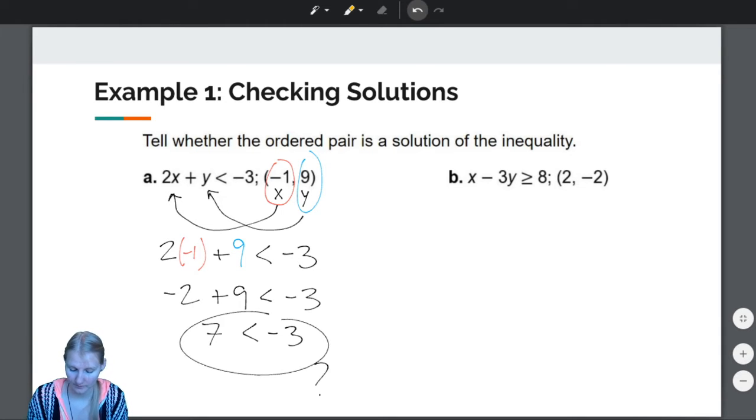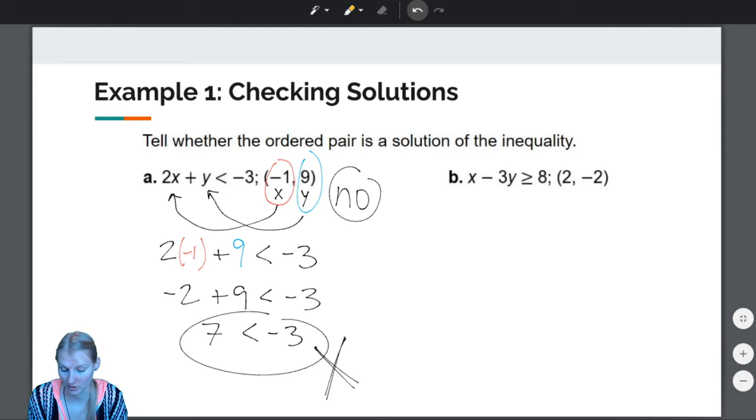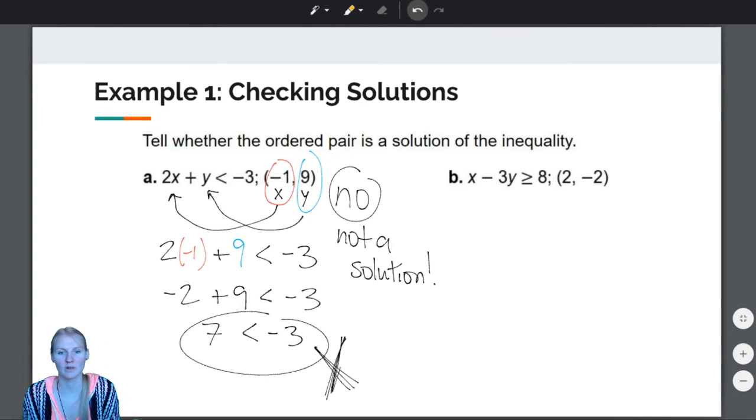Is this true? Is 7 smaller than negative 3? No, negative 3 is negative. Positive numbers are always bigger than negative numbers. So, this is not true. This is no. So, negative 1, 9 is not a solution. Not a solution, because we got something that wasn't true. When we plugged it in, the inequality wasn't true. So it's not a solution.